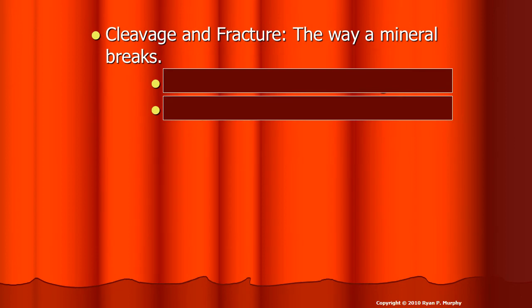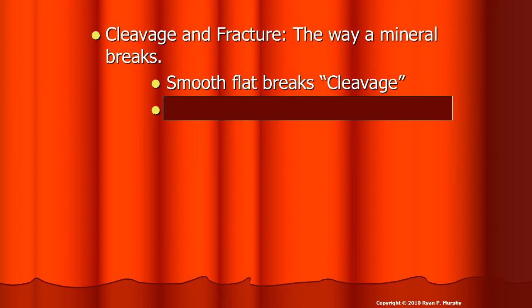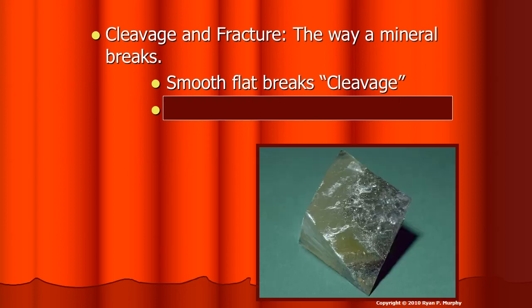We have cleavage and fracture. This is the way a mineral breaks. If it has smooth, flat breaks, we call that cleavage. We say it cleaves. And that would look something like this. Believe it or not, this picture of this mineral here, it was not cut into that shape. You could hit this with a hammer and what you would get is smaller shapes just like that. So that has to do with, as we talked about, the crystal structure of the mineral.